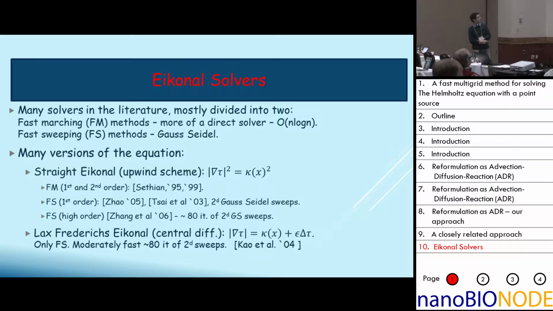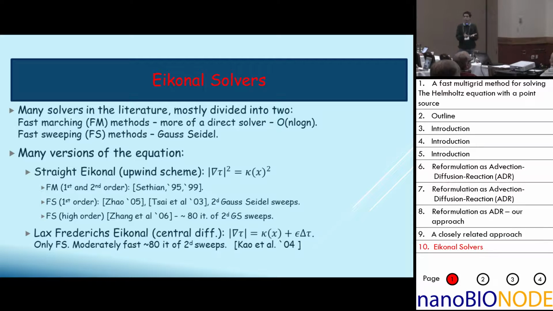There is a different approach called fast sweeping. This is basically Gauss-Seidel, lexicographic Gauss-Seidel. And well, these two approaches are applied to different versions of the problem. So you have the straight Eikonal, just the Eikonal. We discretize it using upwind scheme, and we have these solvers to use.